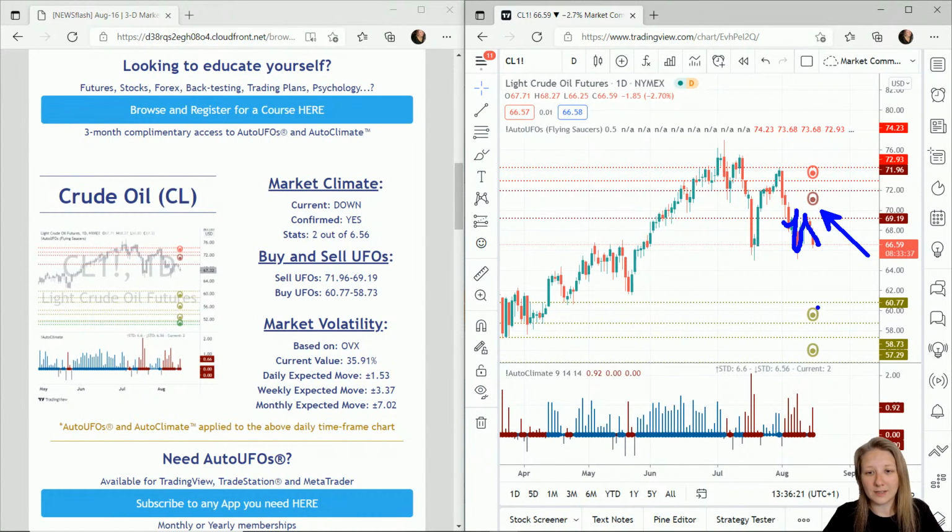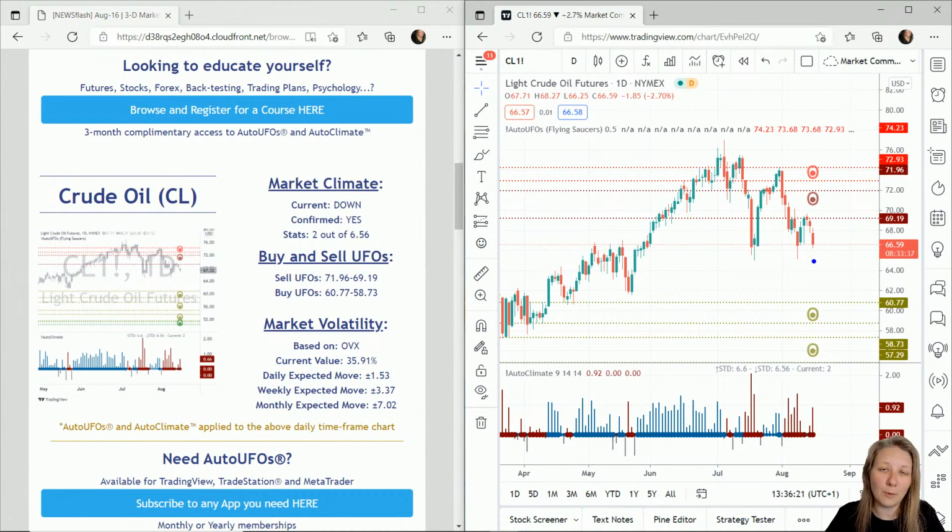Same with the buy orders down here. These are at 60.77 to 58.73. And they worked, price came into them here and went off from there quite far. So if we know that price is likely to go up from that area, we want to know where that area is, which is why we use the apps to point them out to us.